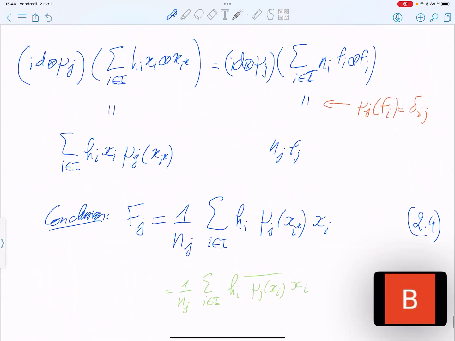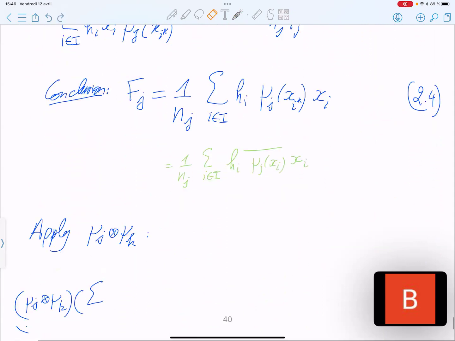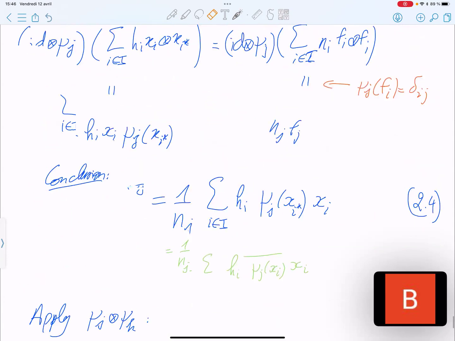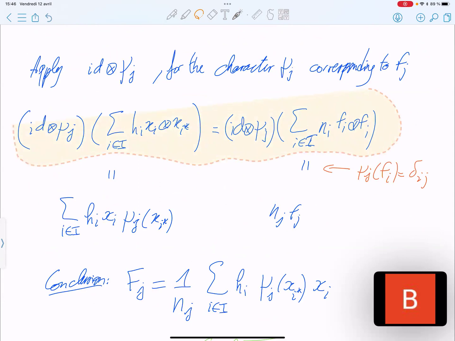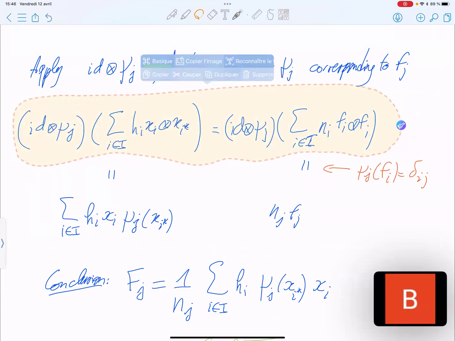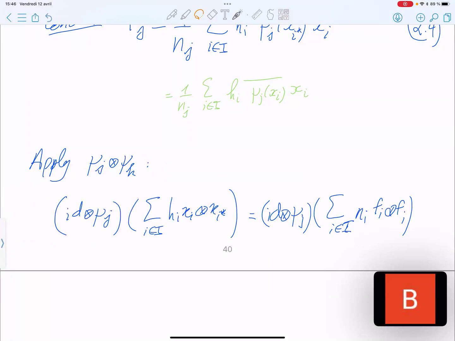Let me see, maybe I can just copy and paste. I just have to modify it here: mu_j, mu_k, mu_j, mu_k. Okay, so we have that.